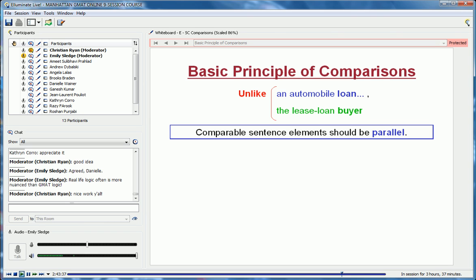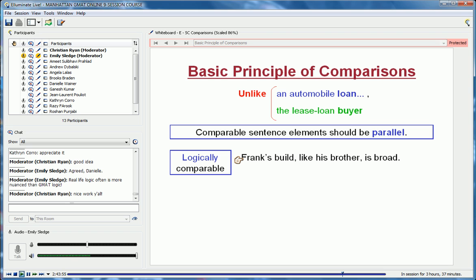And this is almost exactly what we did last time that we talked about parallelism. One of the things we checked was that the two parts have to be logically comparable. This is where reading quickly and sort of getting what they mean might make you miss stuff. "Frank's build is broad like his brother." You read that, you probably have a mental picture of the two guys, and you can imagine them being similar in build. But this is technically not correct because we are comparing Frank's build to his brother himself. Okay? Can't compare a build to a brother.